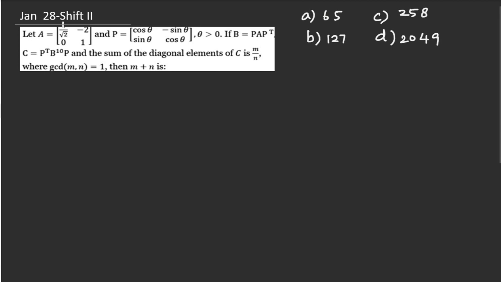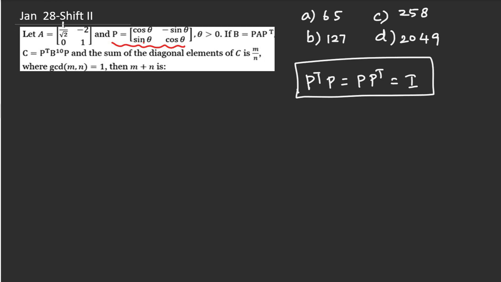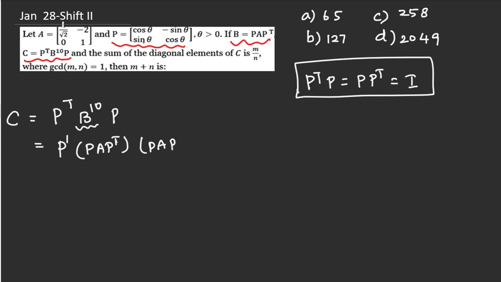Now looking at this question, a matrix is given to us and it is given that P is orthogonal, so P P transpose will be equal to I. It is an orthogonal matrix. Therefore, given here B is equal to P A P transpose and C is equal to P transpose B power 10 into P. Therefore, I write here C is equal to P transpose B power 10 into P, which is equal to B transpose. This B power 10 can be written as P transpose into P transpose 10 times.